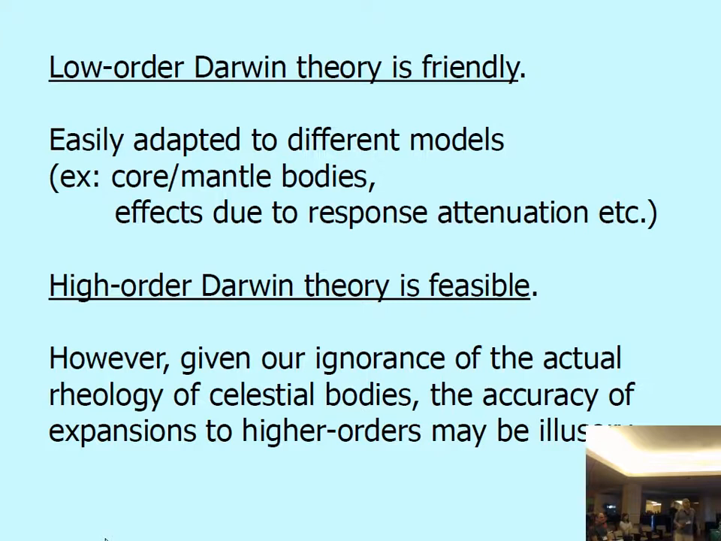So, low order Darwin theory is feasible, and this is just to call attention to some discussions that we find in the literature. There is one guy in France that was very upset because me and other people were using just expansions to the square of the eccentricity, and they used the expansions to the seventh order of the eccentricity, so the eccentricity to the power 7. What is written here is: we can do it, but given our ignorance of the actual rheology of the celestial bodies, the accuracy of the expansions to higher orders may be illusory. Okay, you have arithmetically something very precise, but it's physically wrong.